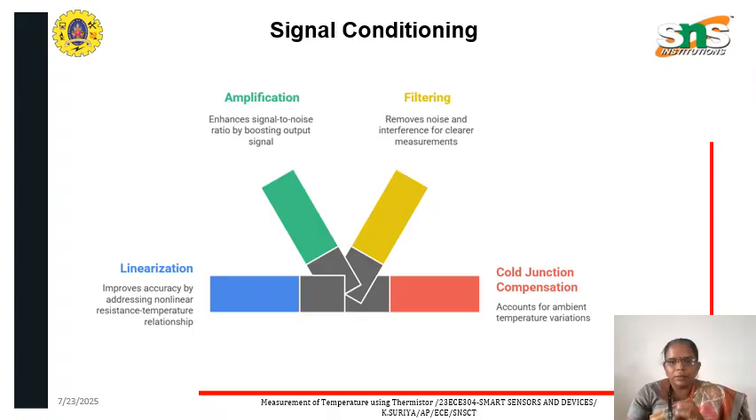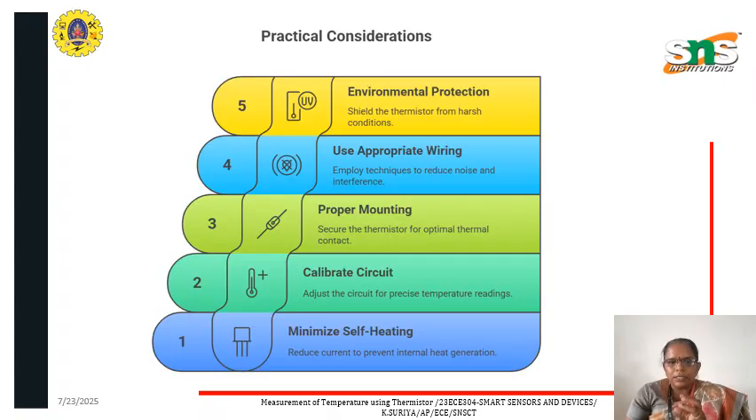The output signal from the thermistor circuit may be small, and it requires amplification to improve its signal to noise ratio. And in order to avoid the noise and interference present in the output signal, filtering techniques can be used to remove them. And finally, is the cold junction compensation, which is not applicable in the same way as thermocouples. It's important to consider the reference temperature of the thermistor and compensate for any variations in the ambient temperature of the measurement circuit.